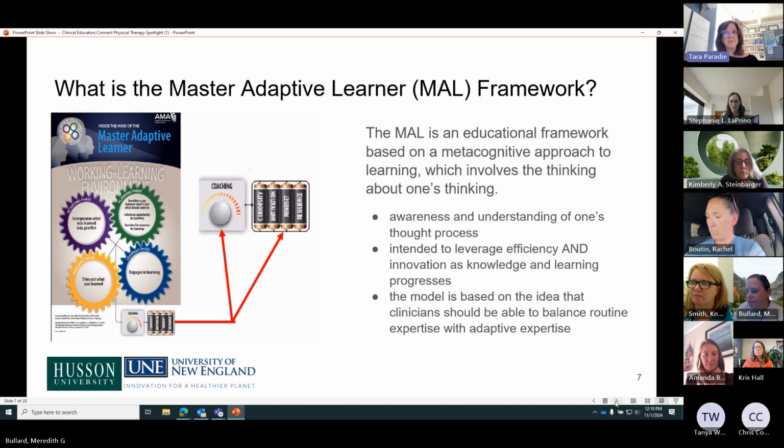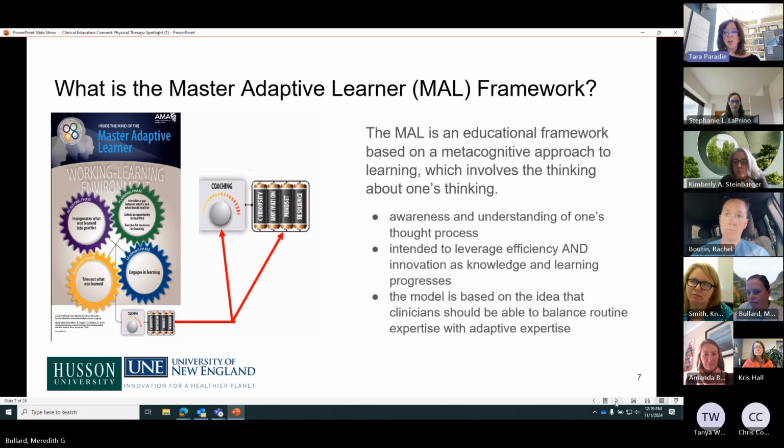So the Master Adaptive Learner Framework is an educational framework. It's again based on a metacognitive approach. So we're talking about the students having them learn how to think about their thinking. That's the big piece. Like, how are they thinking about learning in the classroom or in the clinic, and what might be missing? And how can we help them get to that place where they can self-identify the pieces that they need in order to be the better learner?